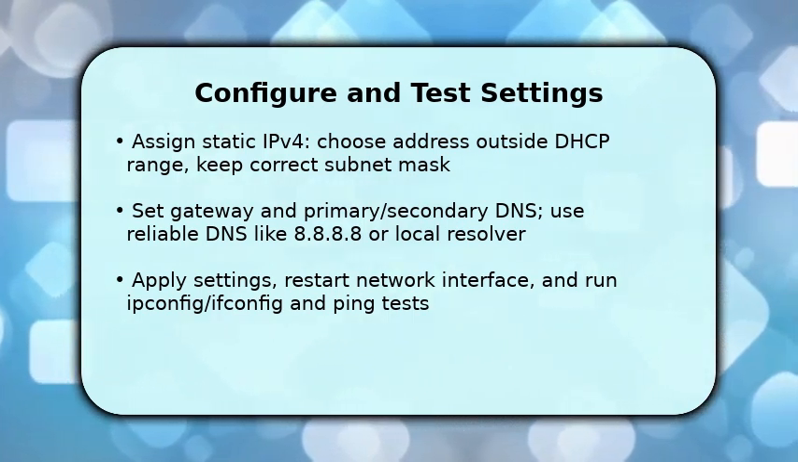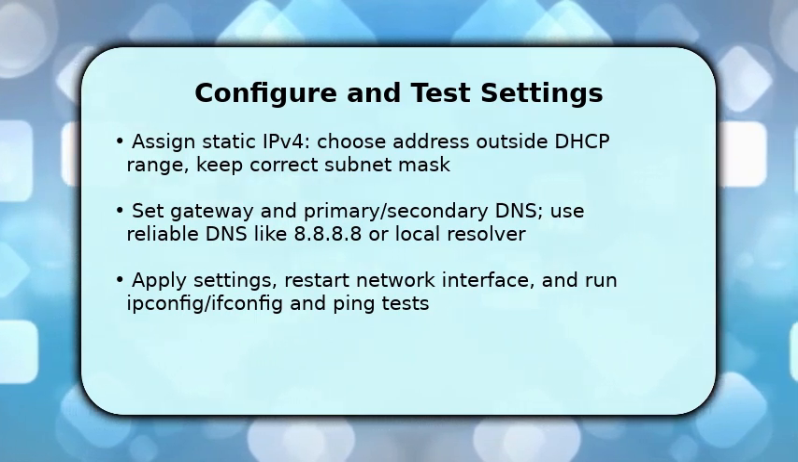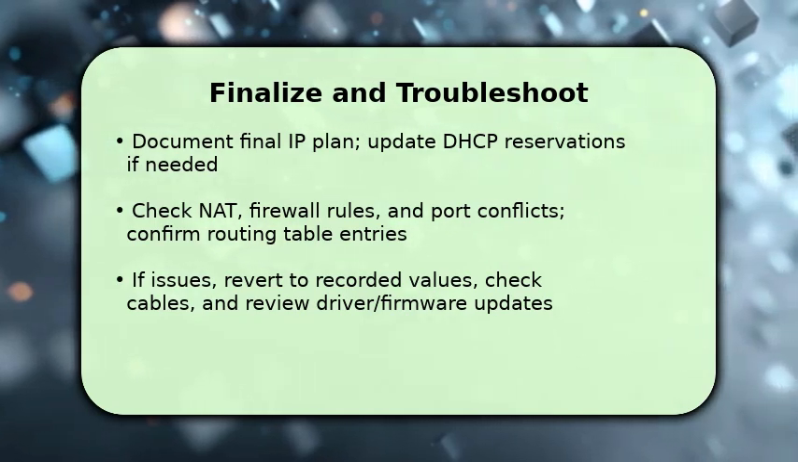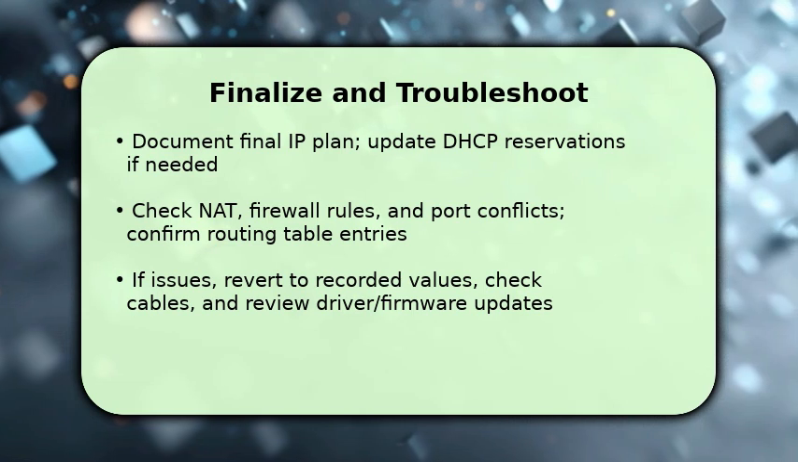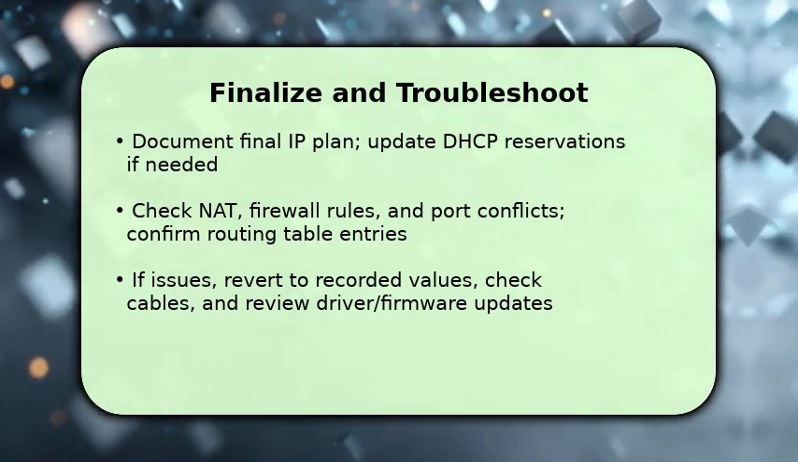You finish by documenting the final IP4 configuration and updating DHCP reservations on the router so addresses remain consistent. Make sure NAT and firewall rules do not block intended traffic, and verify routing table entries if multiple subnets exist.